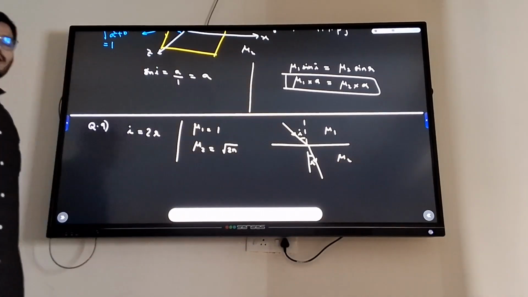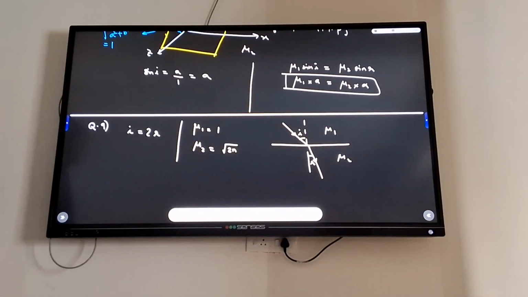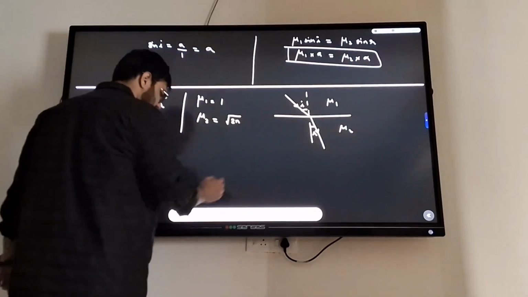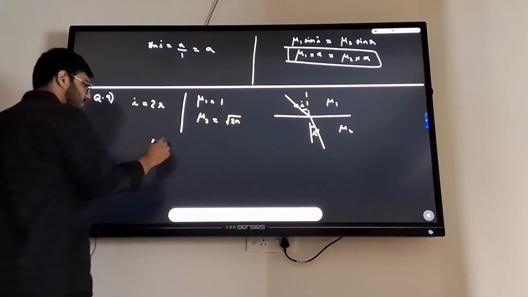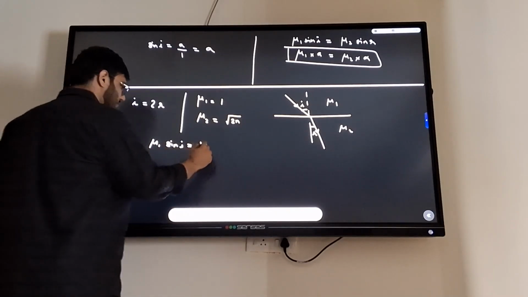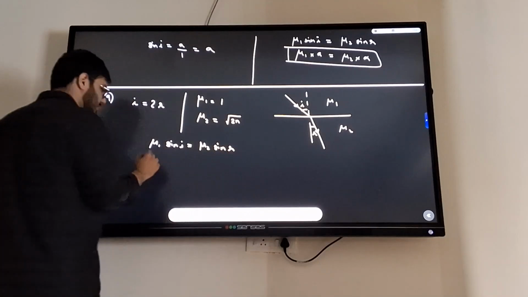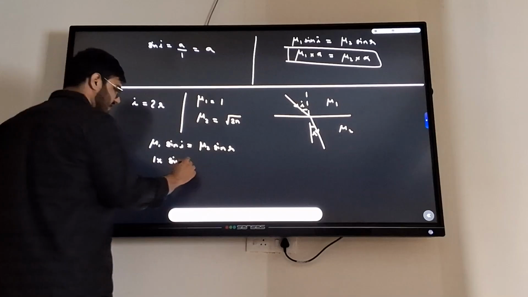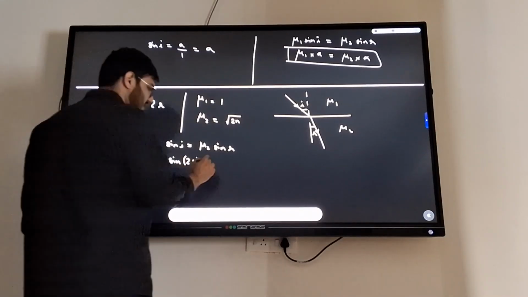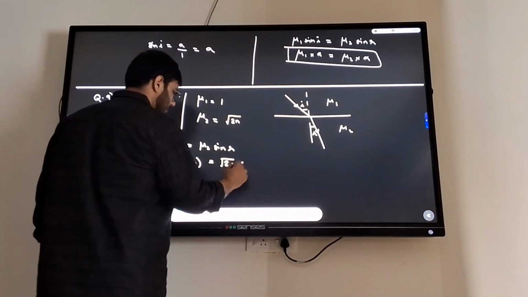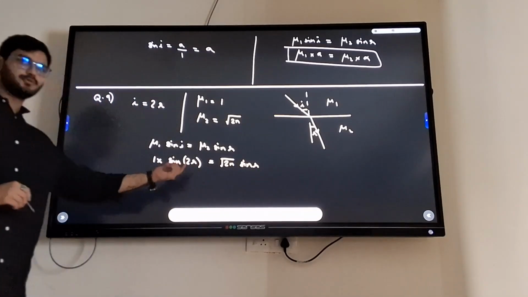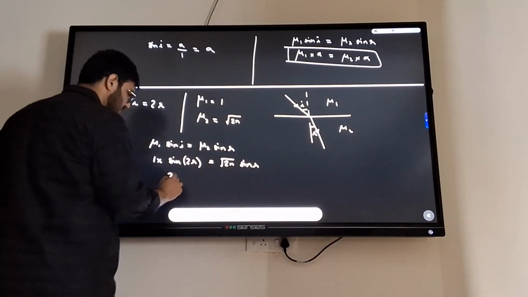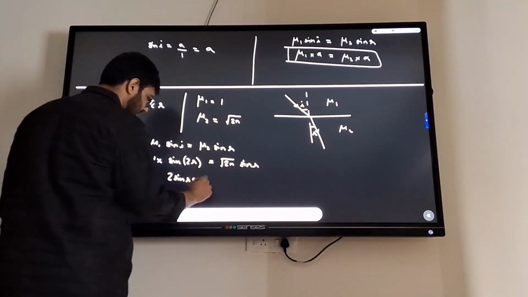Good. Now they are asking to find the angle of incidence. Can you do it? Again, the same formula. Every time I am using the same formula: mu1 sin I is equal to mu2 sin R. So here mu1 is 1, and sin I can be written as sin 2R. So root 2n sin R. This is sin 2 theta. What is the formula of sin 2 theta? 2 sin theta cos theta.